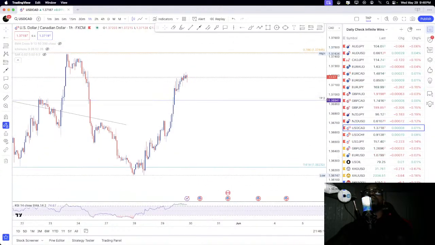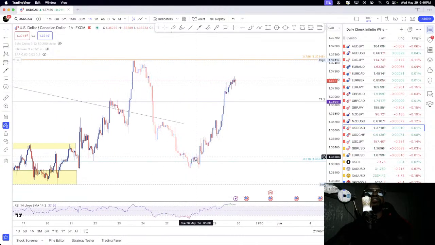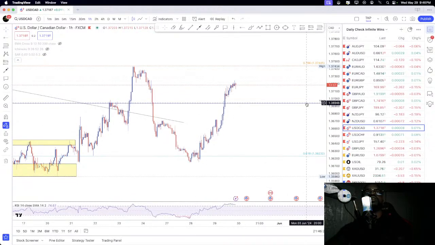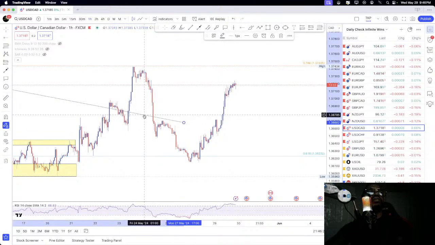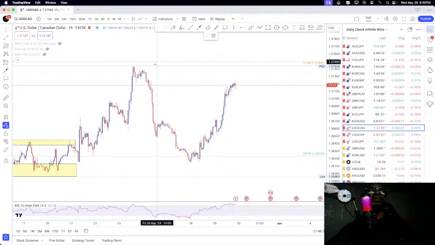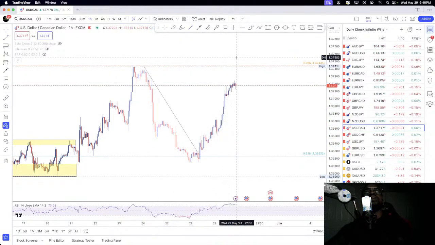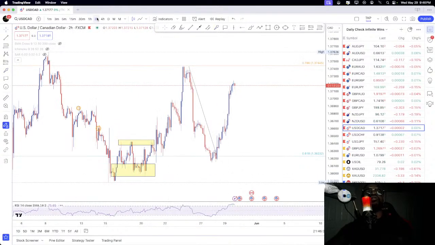Okay, USD CAD. This thing gave a pretty nice rejection off of the 618 with a double bottom. Let's see. With this bull flag being created, at this point we need to see what happens at this 786. Pretty sure it's a double top.